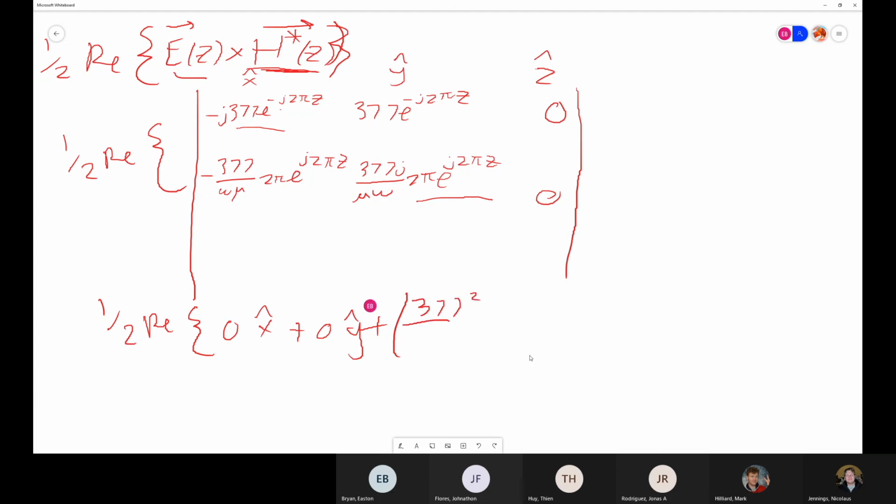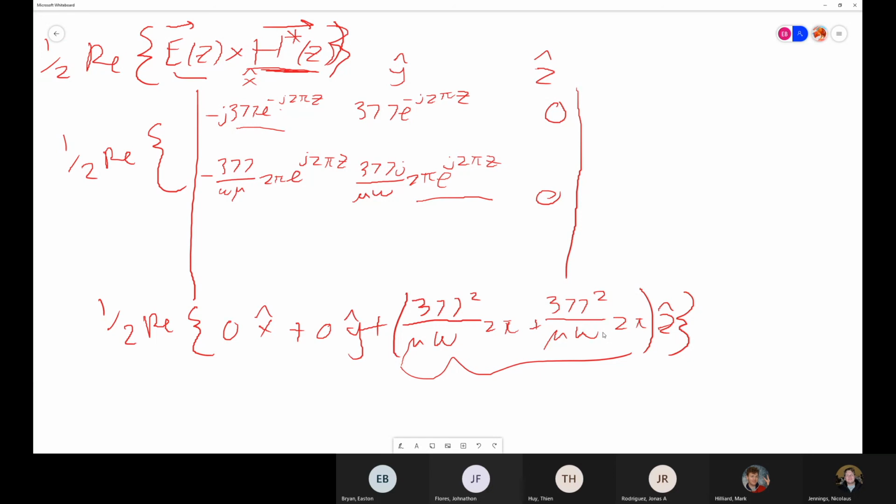E 377 squared over... It's supposed to be a pi. So you actually just get two of the same term. And then you're going to take the real part of this, which is the whole thing because it's all real. And then you do 1/2. So you're basically just taking one of these terms because there's two of them.